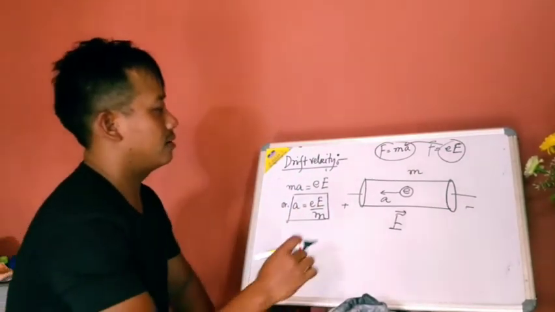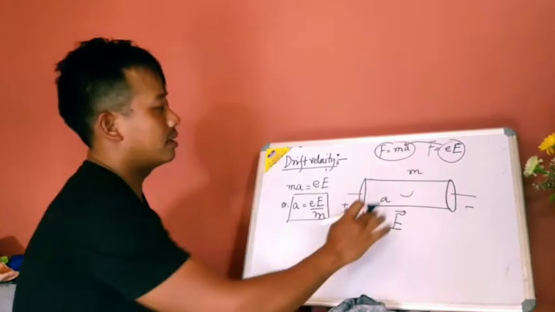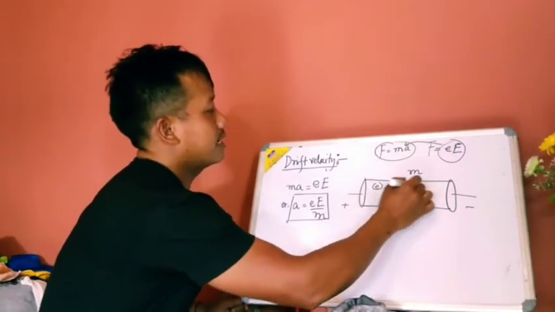Let us think about the n number of electrons now. Suppose n number of electrons are present.